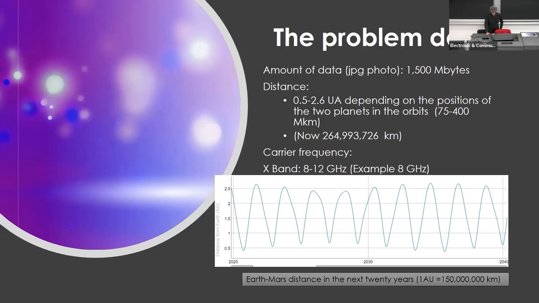We have to fix a very important parameter before starting to consider the problem, which is the carrier frequency that we need to use. Typically, in deep space communication, they use what is called the X-band. X-band is a range of frequency between 8 and 12 gigahertz. And in this example, just to have some numbers, I will use the frequency of 8 gigahertz.